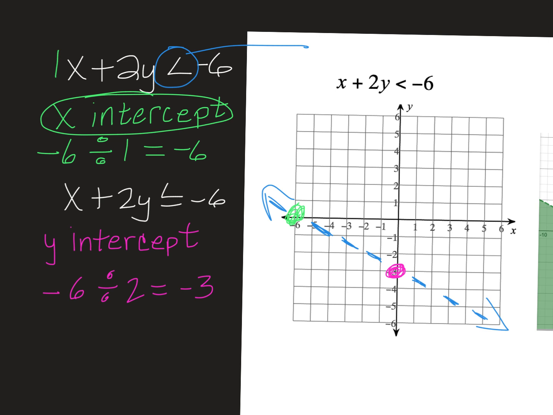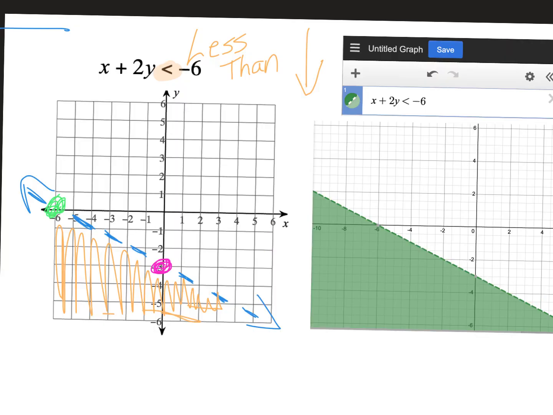And then last but not least, because my inequality sign is a less than, what do we think of when we think of the word less? We think of down. So I'm going to shade underneath the line. I typed my inequality into Desmos, and you can see that I did get it correct because my x-intercept is the same, my y-intercept is the same, and I have the dotted line.